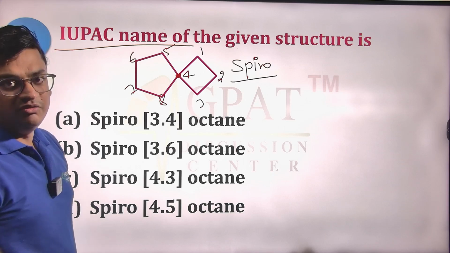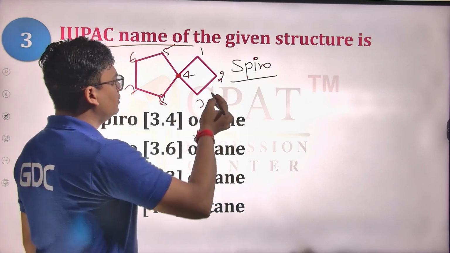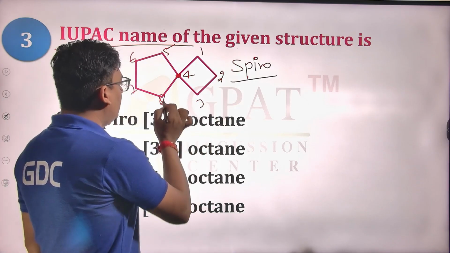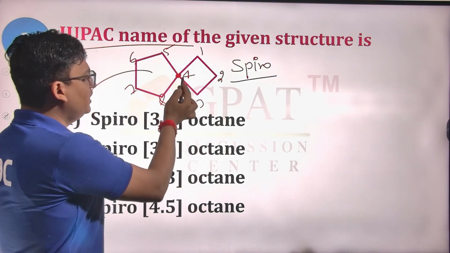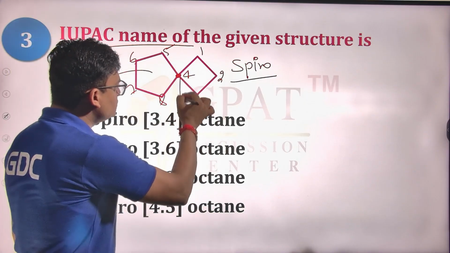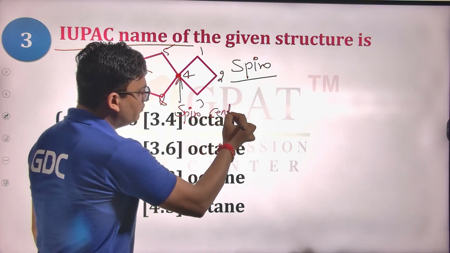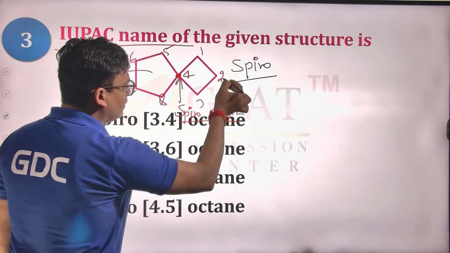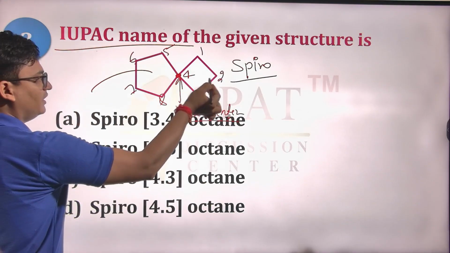Later on, we will have the ring sizes. There are 2 rings. So 1, 2, 3. Here 3 carbons are present in this ring, and 1, 2, 3, 4, in this ring we have 4 carbons. We skip the spiro center. This is known as the spiro center. We skip the spiro center, and later we see that here we have just 3 carbons, and in this ring we have 4 carbons. So 3 and 4 carbons.